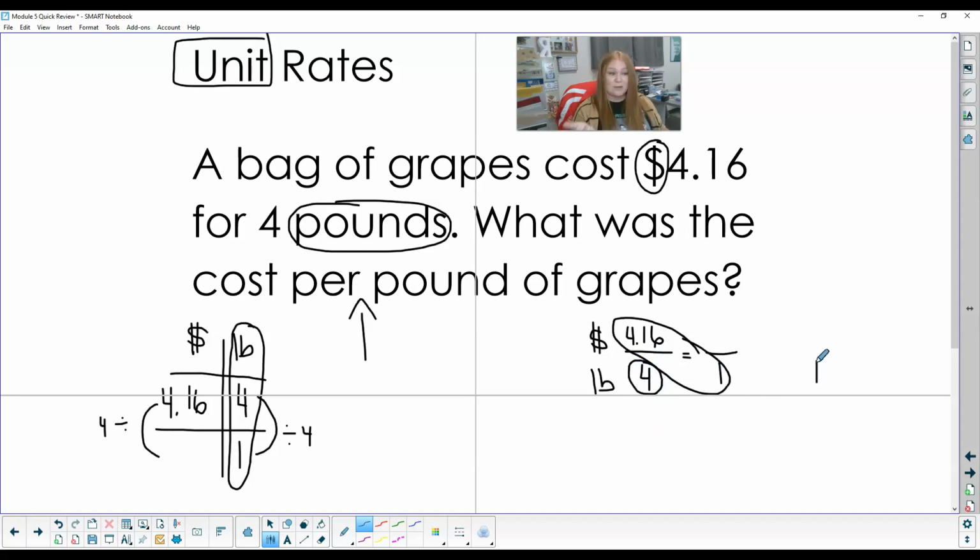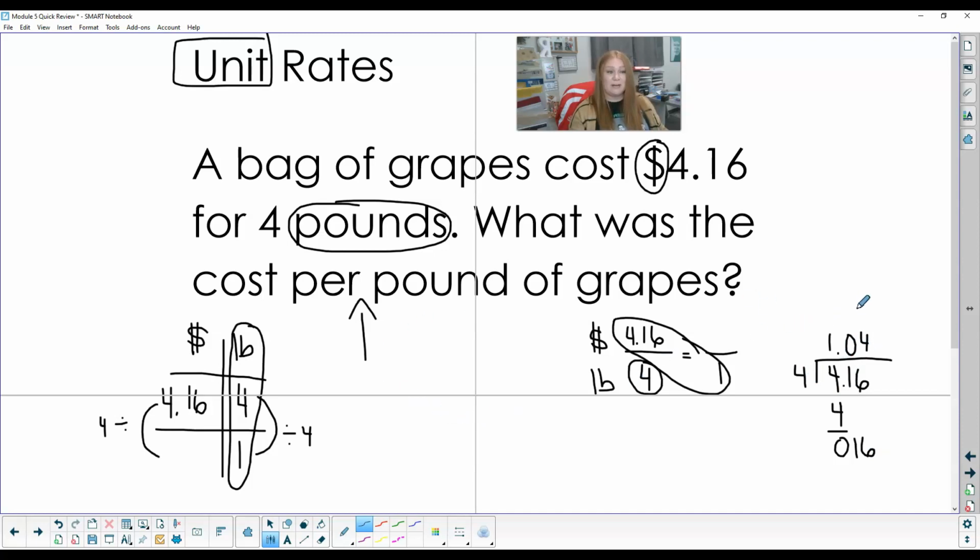Either way I set this up, I ended up doing the problem $4.16 divided by 4. So that goes in there one time. There's 0 left over, bring down the 1. 4 cannot go into 1, but I still have to put that 0 up there. Every time something goes down, something has to go up. And then I'm going to bring down my 6, and that goes in there 4 times with my decimal.